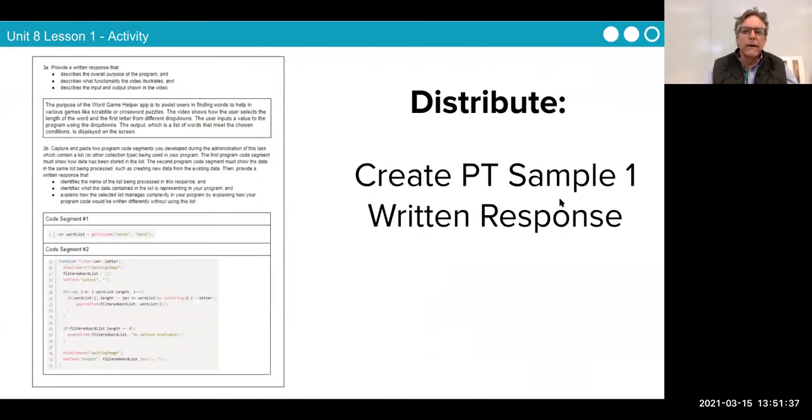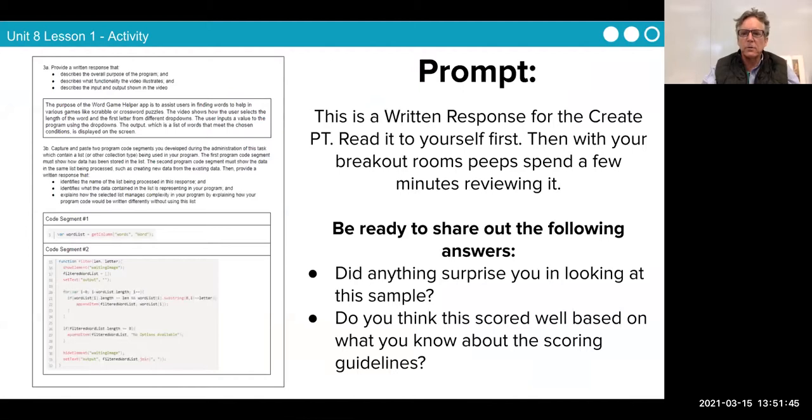Okay, I want everyone to open up Create PT Sample 1 and read the written response. Then we are gonna ask you, did anything surprise you in looking at this sample? Do you think this written response scored well based on what you know about the scoring guidelines? Okay, let me give you 5 minutes for that.